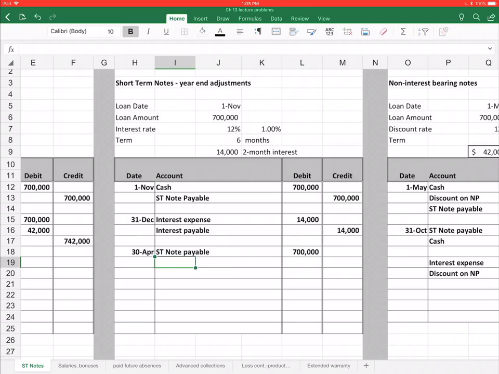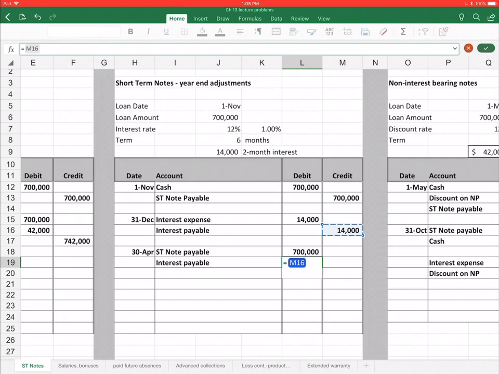The other liability that we are going to debit is going to be interest payable, because on December 31st, we accounted for $14,000 worth of interest that was due as of December 31st. Now what we're saying here on April 30th is that that's no longer going to be a payable, that's no longer going to be a liability because we're going to pay for it today. So we're going to account for the removal or the decrease of that $14,000 interest payable.